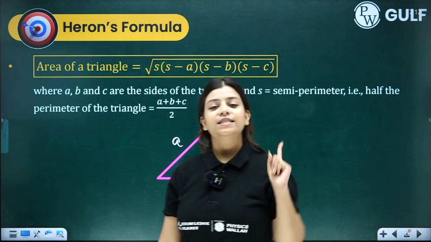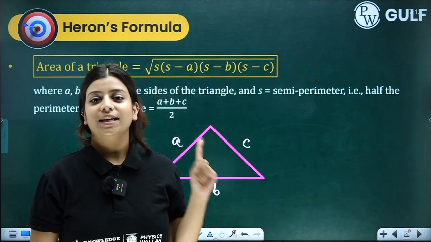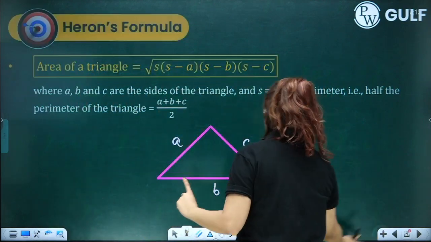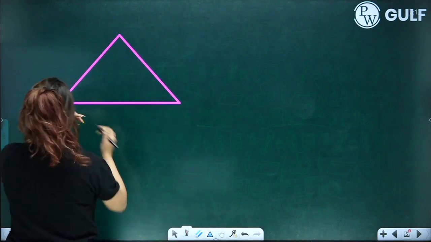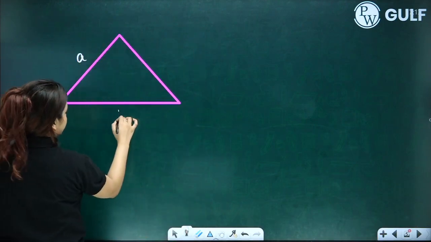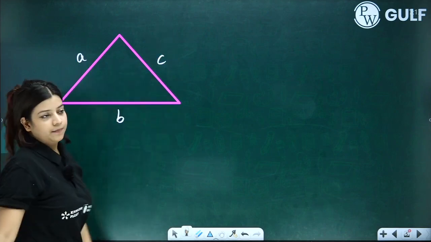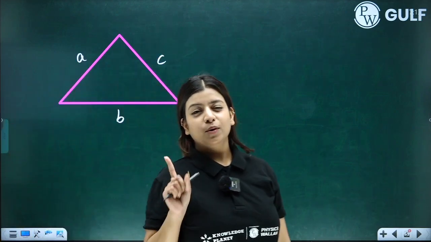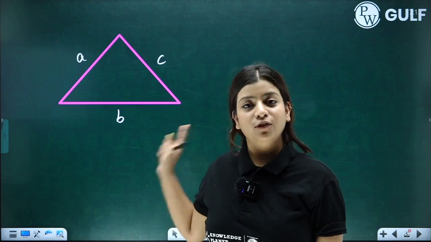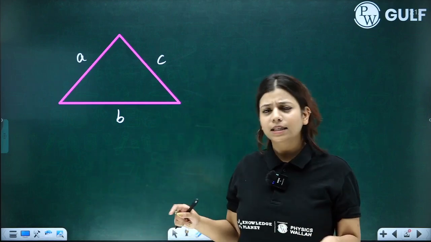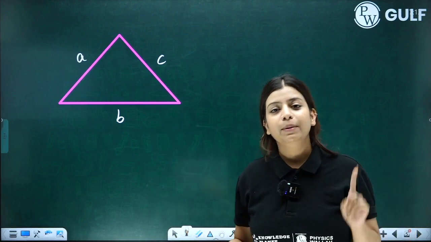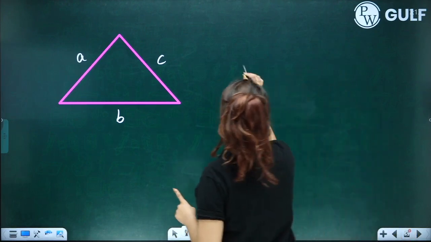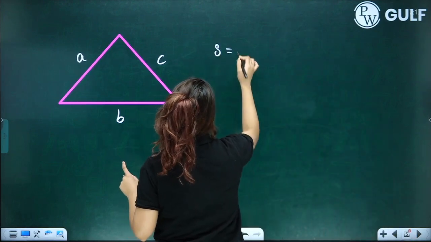The very first step, students, is that we calculate the semi-perimeter. Let us begin with it. For example, an unknown triangle is given to us with three different sides a, b and c. The very first step to calculate the area of this particular triangle when only the sides are known to us is to calculate the semi-perimeter for this triangle. That is s.